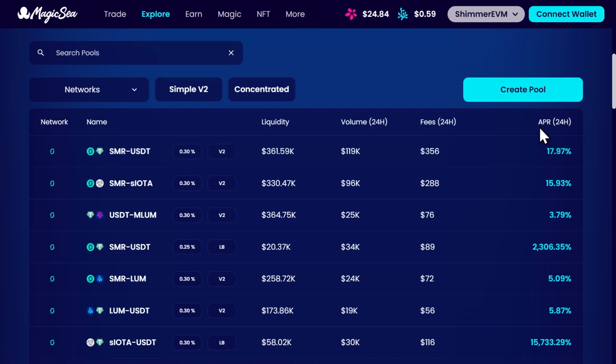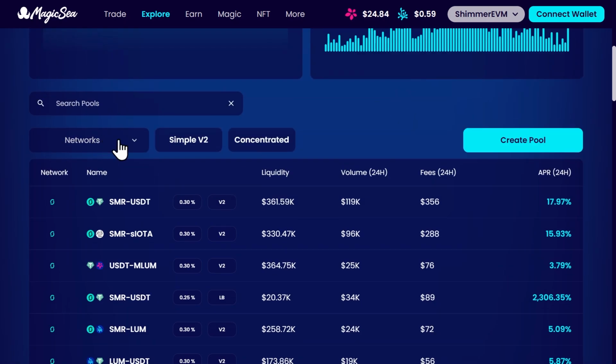Now let's take a look at the filter options. You can filter for networks or blockchains like Shimmer EVM or IOTA EVM. Second up, you can filter for either simple V2 pools or concentrated liquidity pools. As mentioned earlier, there will be a separate video going in depth about these different kinds of pools.